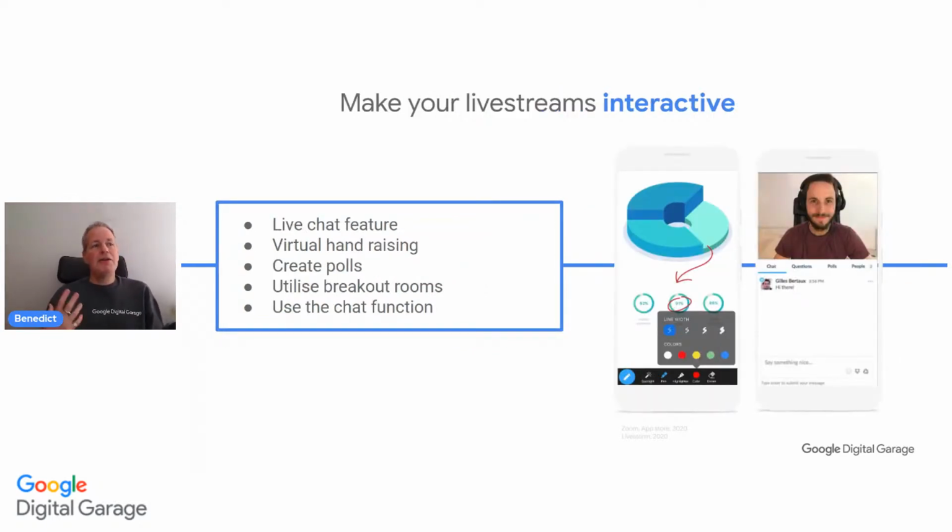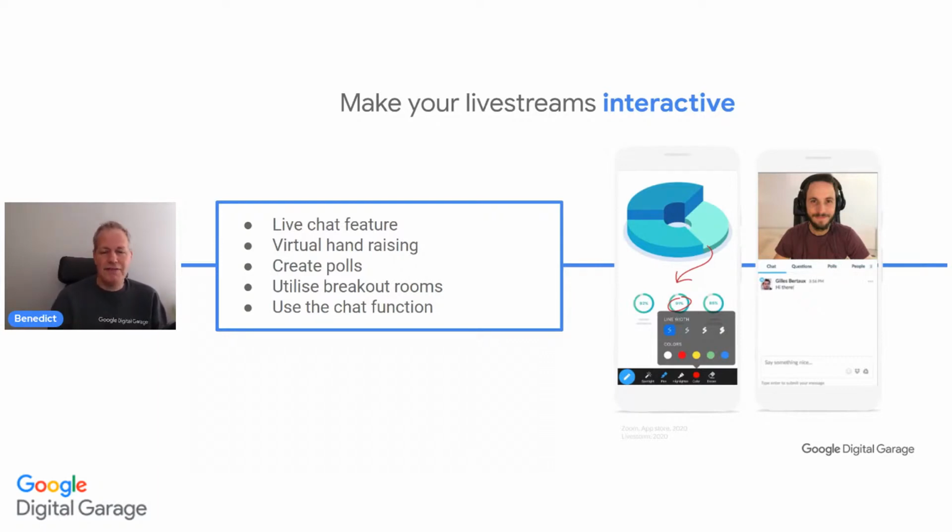Okay, so making your live streams interactive, of course, the live chat feature. You can also have virtual hand raising, creating polls. Polls, for example, Slido, for example. You can also utilize breakout rooms where they can go and discuss amongst themselves and come back with something that they've put together.